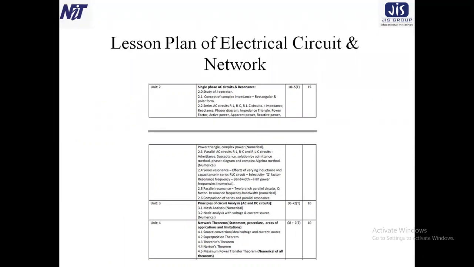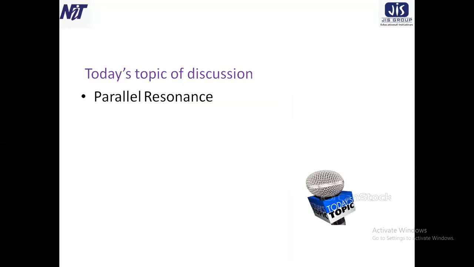Besides this, there is unit 3, where the principle of circuit analysis is there, AC and DC circuit. It's like mesh analysis, node analysis, voltage and current sources, etc. Now in unit 4, there is the network theorems: statement, procedure, areas of applications and limitations. So source conversion, ideal voltage and current sources, superposition theorem, Thevenin's theorem, Norton's theorem, maximum power transfer theorem, and then numericals. So today's topic of discussion is parallel resonance.